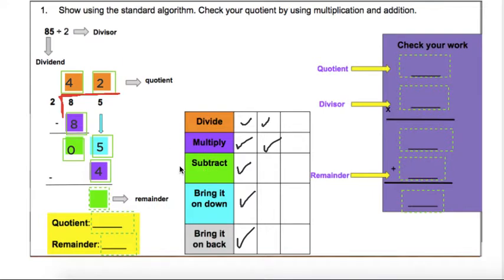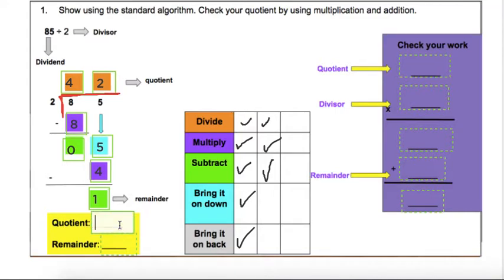And what's the last thing that we have to do here? After we multiply, what are we going to do? Yes, subtract. 5 minus 4. What is it? Good, 1. So we're going to check off our subtract box. Bring it on down and bring it on back. Y'all, you'll notice there's nothing else to bring down, nothing else to bring back, so we are done.